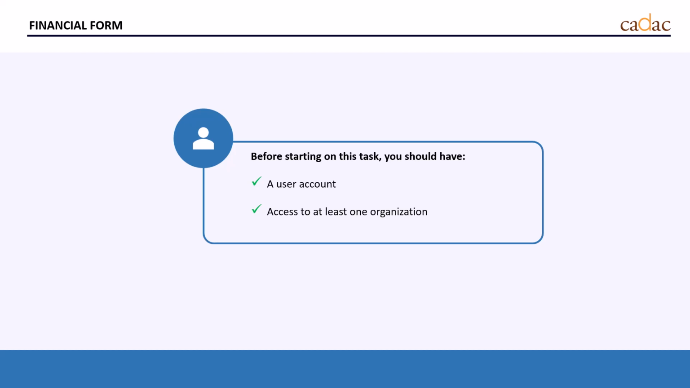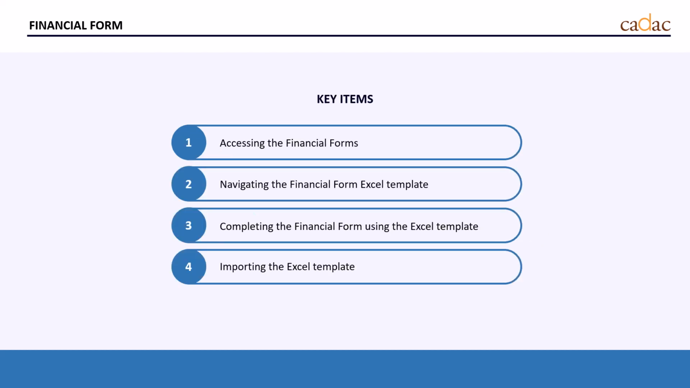Now let's go over the key items that will be covered in this video. When applying for or receiving core funding, arts organizations must complete their financial forms. This video will help make sense of this process. The key items that we will cover in this video are how to access the financial forms, navigating the financial form Excel template, completing the financial form using the Excel template, and how to successfully import the template into CADAC.